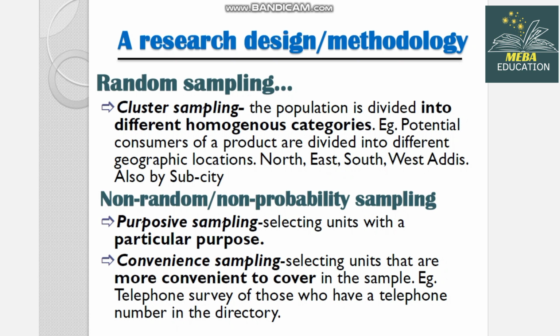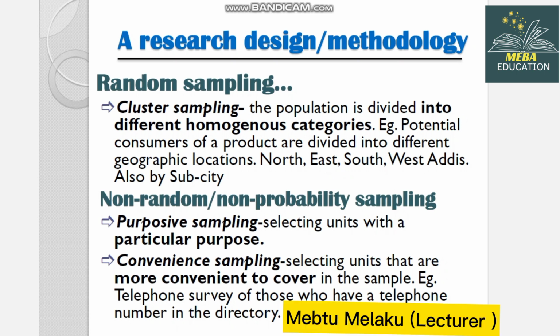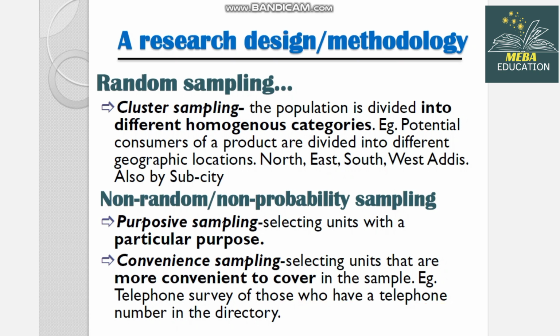Non-random or non-probability sampling. Purposive sampling: selecting units with a particular purpose. Convenience sampling: selecting units that are more convenient to cover in the sample. Example: telephone survey of those who have a telephone number in the directory.